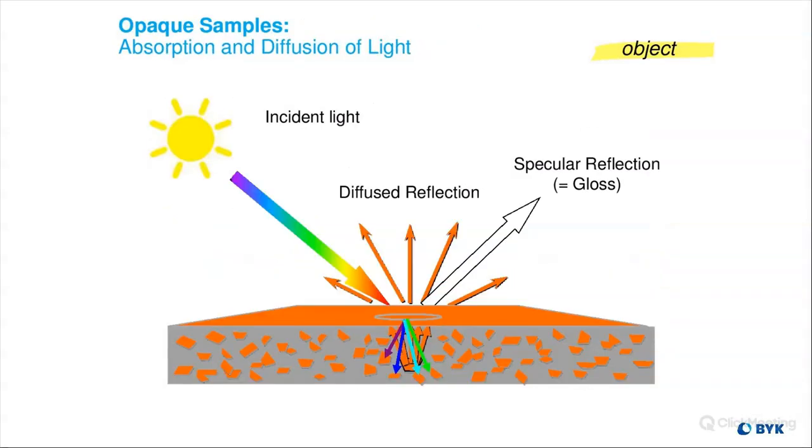A better example is this here. So we have our sun coming down, hitting the surface. We see the sun encompasses all the colors of visible light, from purple to blue to green, yellow, and red. It's hitting the surface.